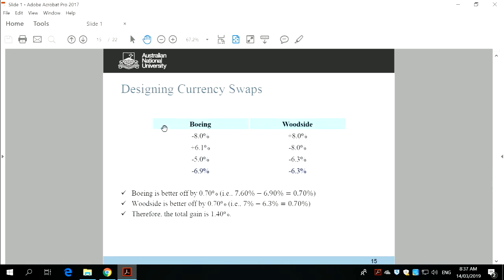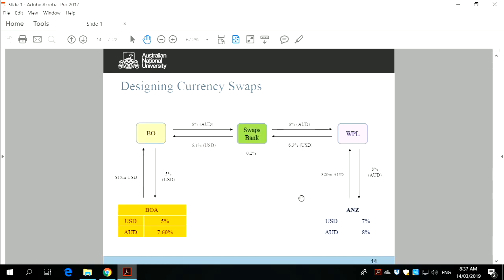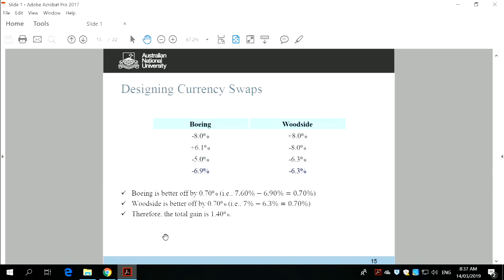Okay, so let me elaborate. Boeing paid out 8%, received 6.1% from Woodside Petroleum, then also pays the Bank of America 5%. So what Boeing is paying is 6.9%. But remember, 6.9% is 70 basis points lower than the lowest possible Aussie dollar rate Boeing can ever get, which means Boeing is better off by 70 basis points.